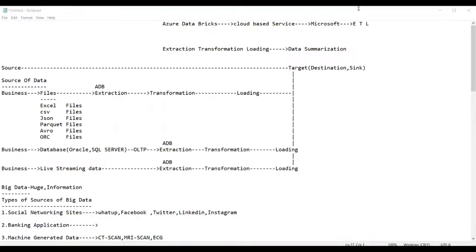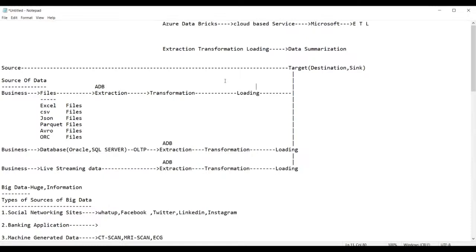See, I'm telling you the live scenario of what is going on right now in most projects. Up to data ingestion, which means extraction, they're using ADF. Further, for transformation and loading, they're using ADB in some projects.